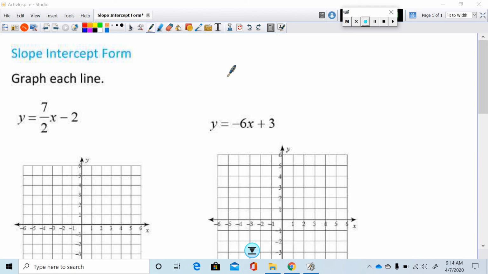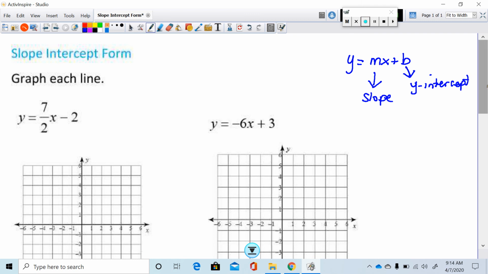Slope-intercept form. The official slope-intercept form is y equals mx plus b. The number attached to x is the slope, which is actually just the steepness of the line. The number that doesn't have a letter attached to it is the y-intercept. That's where it crosses the y-axis.